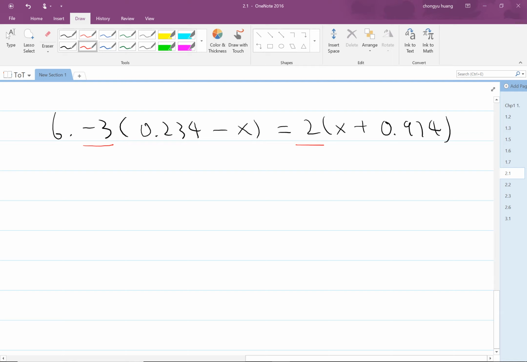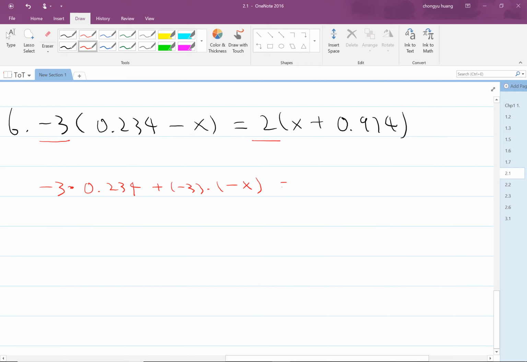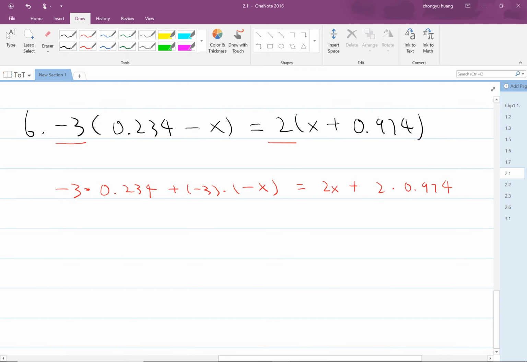Let me tell you the details. We have -3 multiplying 0.234, right? And then we have plus -3 multiplying negative x, right? And then on the other side we have 2x, right? And then we have plus 2 multiplying 0.974, right?